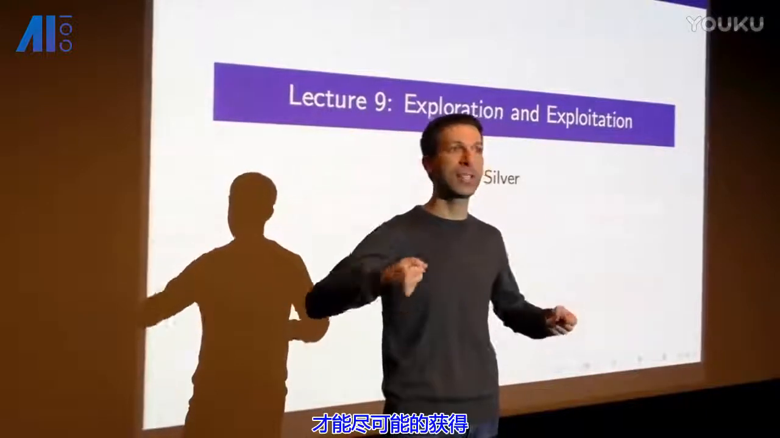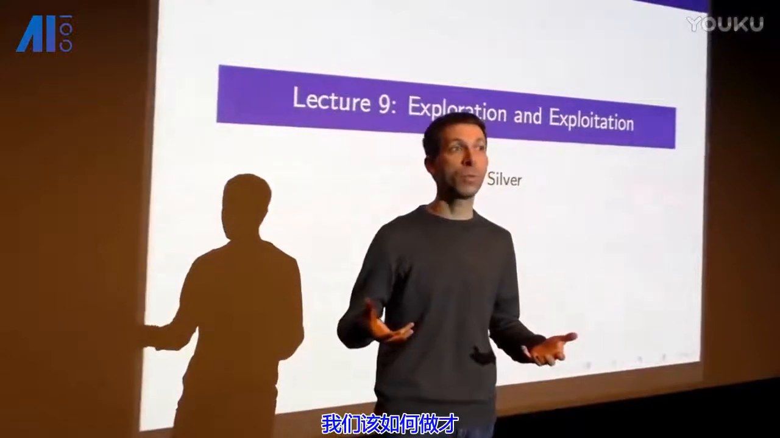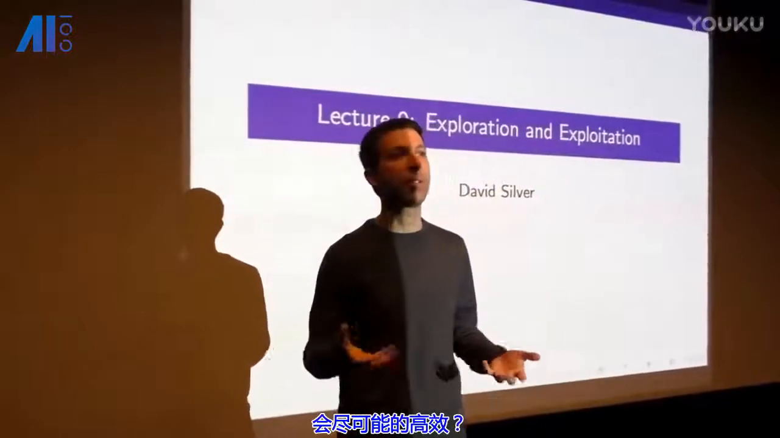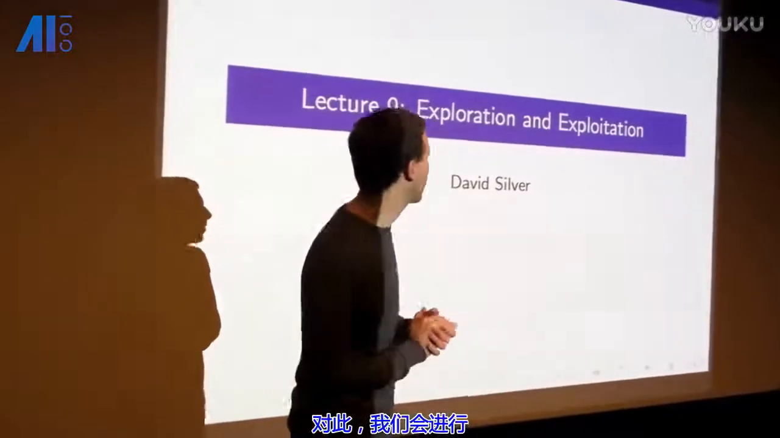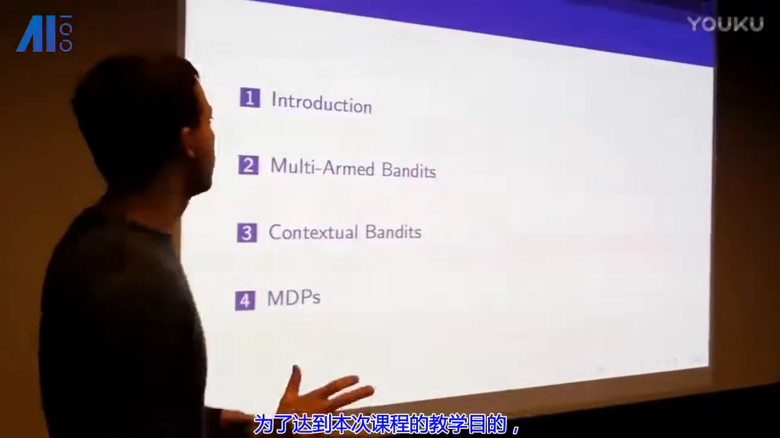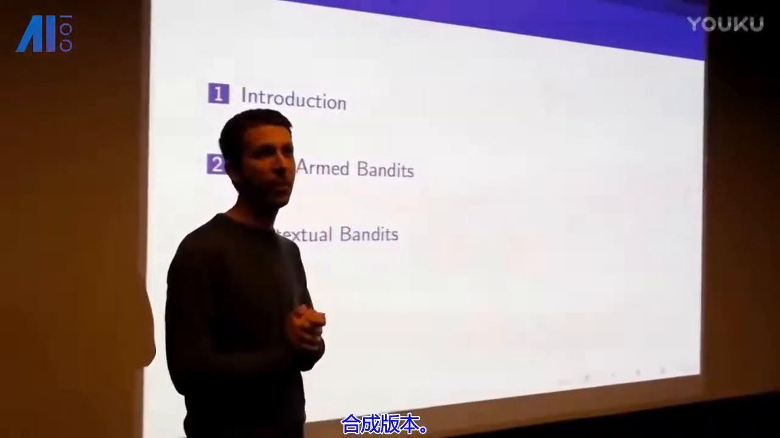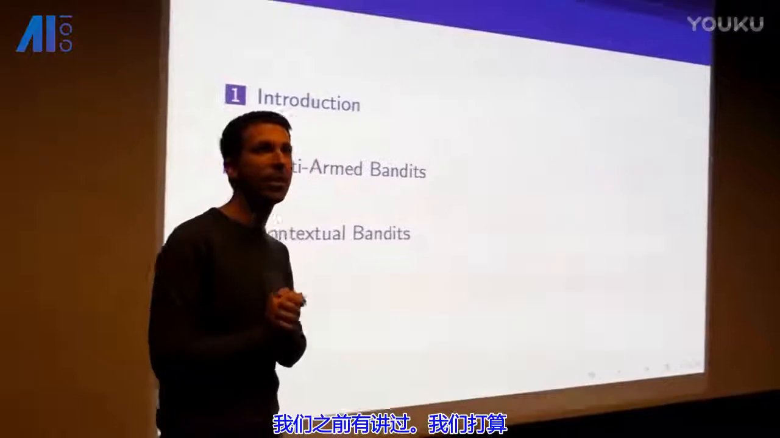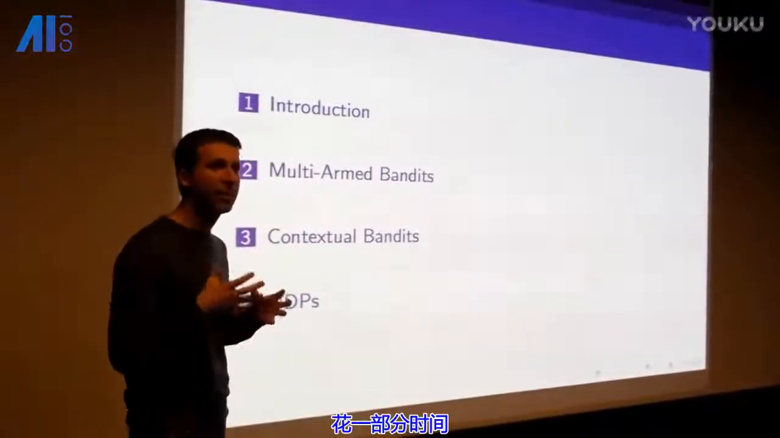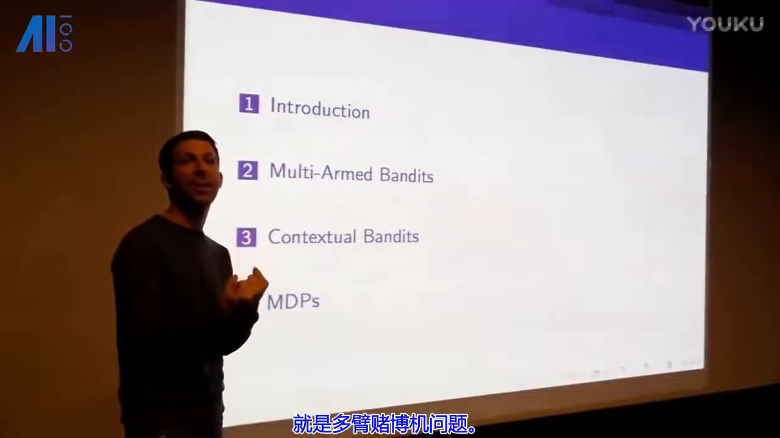How can an agent which is down in the world trying to figure out how to get as much reward as possible whilst learning, how can it do that as effectively as possible? And we're going to consider various different methods for that. To do that, for most of the lecture, we're going to start with a simplified version of the reinforcement learning problem, which we have seen on at least one occasion before. But we're really going to spend some time to try and understand this simplified version, because it boils down to the essence of exploration.